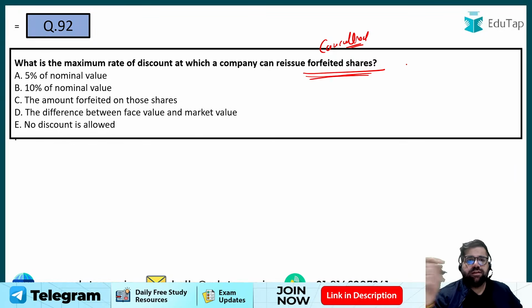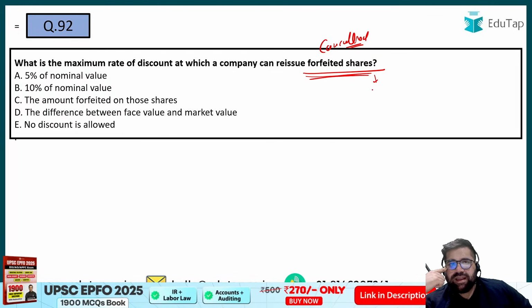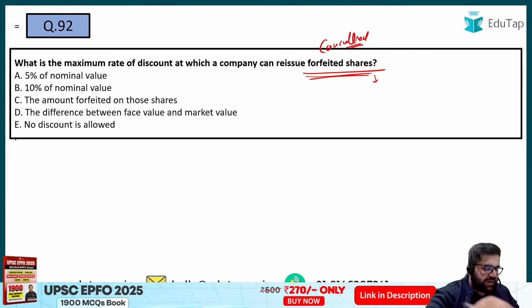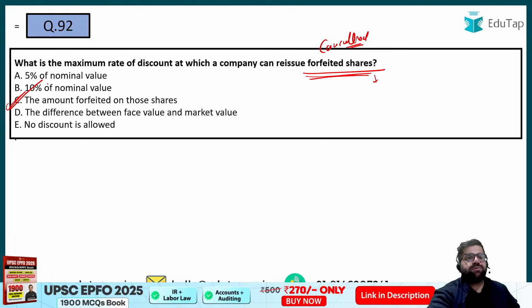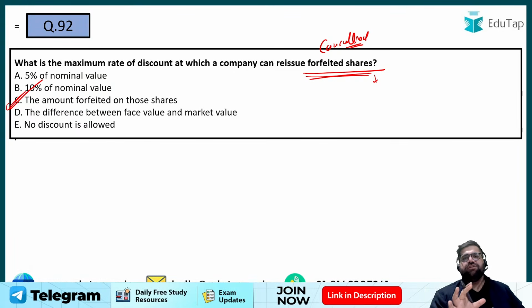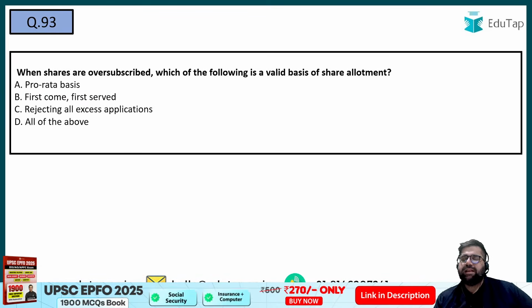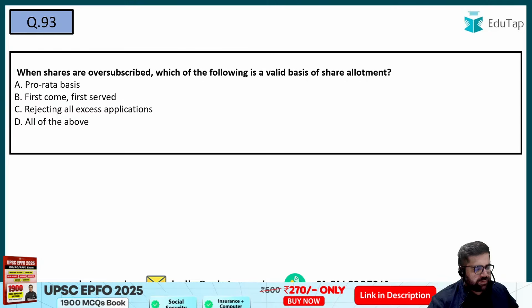Forfeited shares can be reissued up to a maximum discount of the amount forfeited on those shares. Yes, the correct answer will be C. You can only give maximum discount up to the amount forfeited on those shares. This is what the question is trying to tell you. Right? Question number 93.